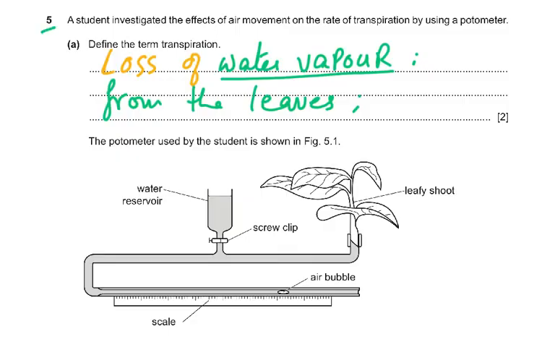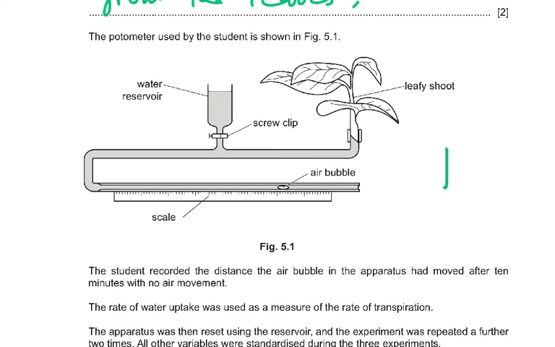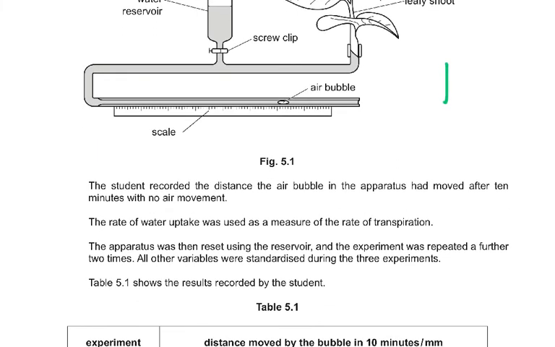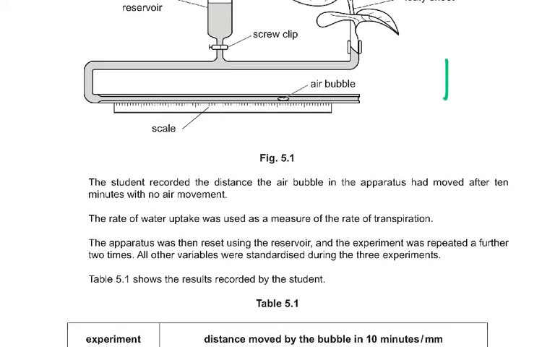A student investigated, question 5, the effects of air movement on the rate of transpiration by using a potometer. Define the term transpiration: loss of water vapor from the leaves. The potometer used by the student is shown in figure 5.1. The student recorded the distance the air bubble of the apparatus had moved after 10 minutes with no air movement. The rate of uptake was used as a measure of the rate of transpiration.